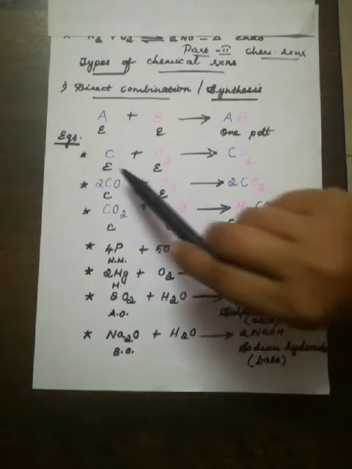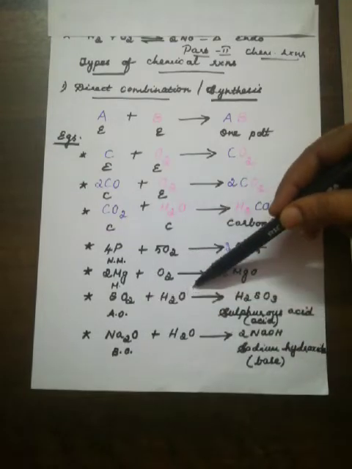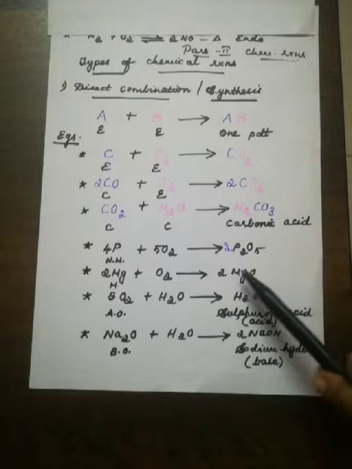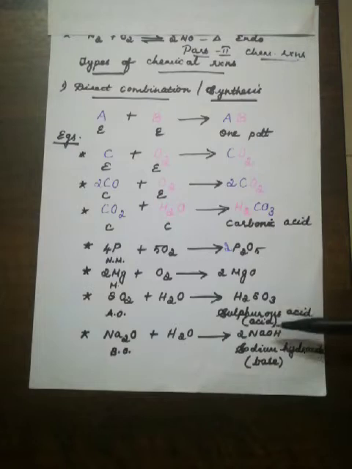So that's what I said: non-metal with oxygen gives non-metallic oxide. That non-metallic oxide in turn with water gives an acid. If you take a metal with oxygen, you get metallic oxide, and that metallic oxide with water gives a base. So always metal will give a base, and non-metal will give an acid. Now we'll see how to balance all these equations.